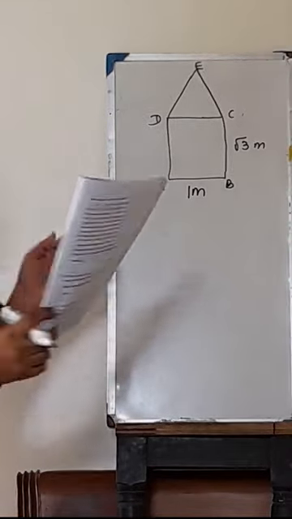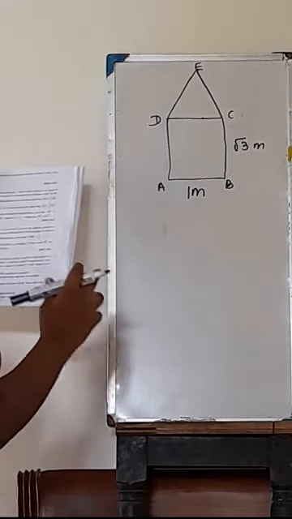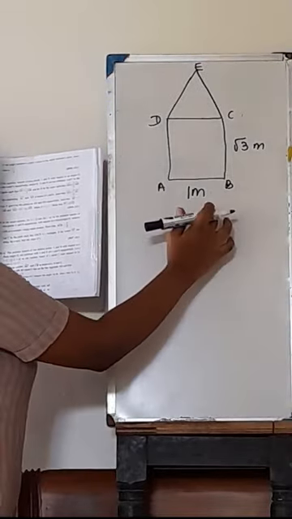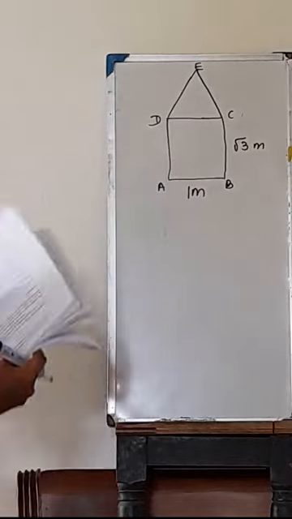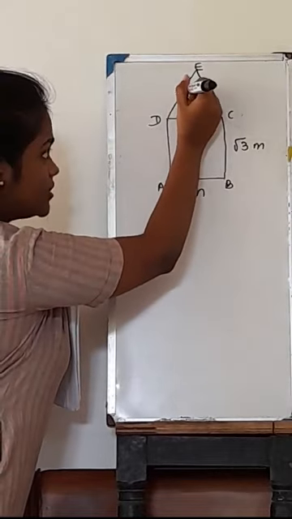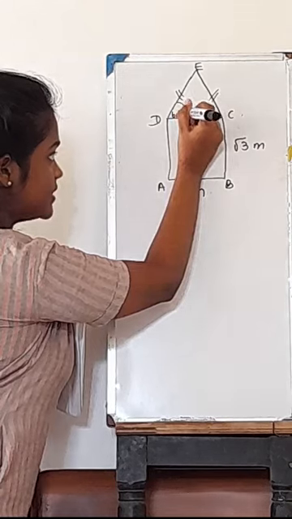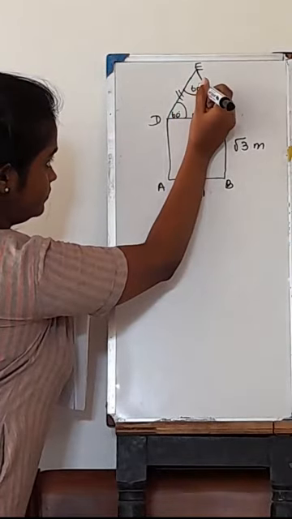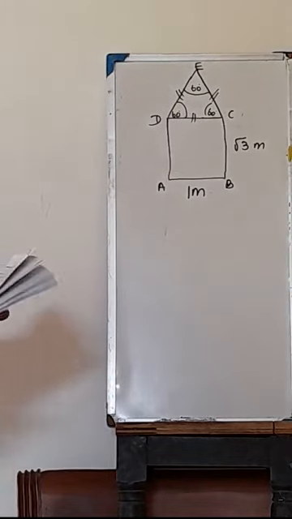So I have drawn the diagram they have given. In the figure, ABCD is a rectangle with AB 1 meter, BC root 3 meters and CDE is an equilateral triangle. So if CDE is an equilateral triangle, all the sides should be equal and the angle should be 60 degrees. We have to mark all the details they have given in the question.